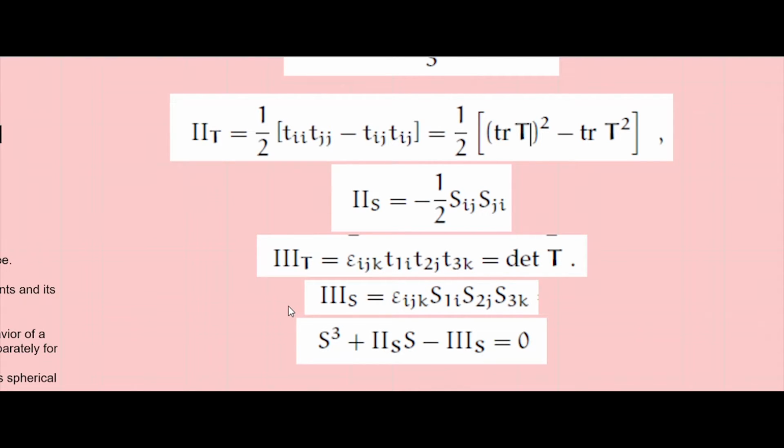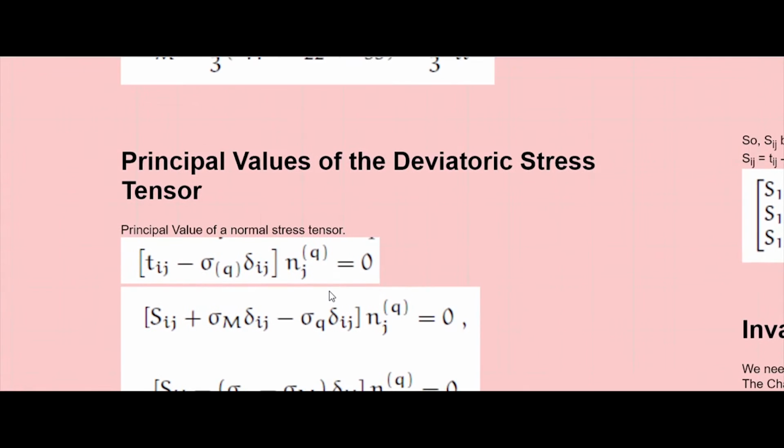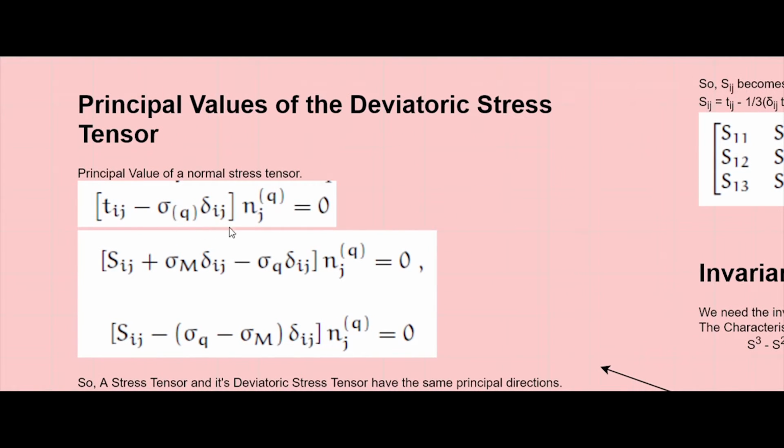But hold up, can we relate the principal values of the original stress tensor with the deviatoric stress tensor? Yes, we can. For a normal stress tensor, we have this characteristic equation, where nq represents the normal vector in one of the principal directions, and sigma q is the principal value in that direction.